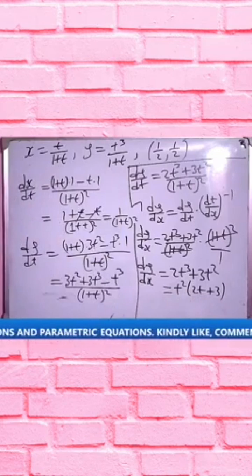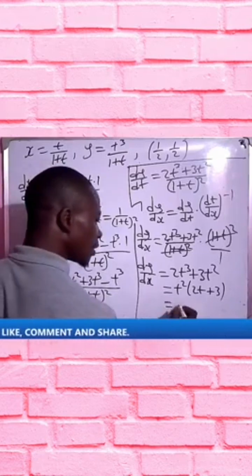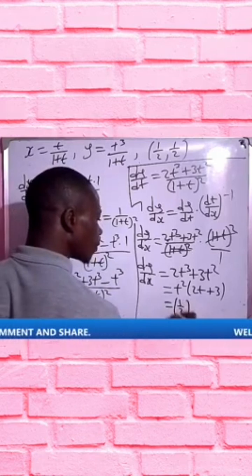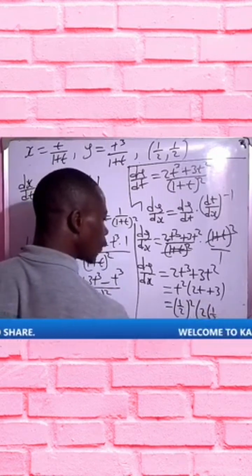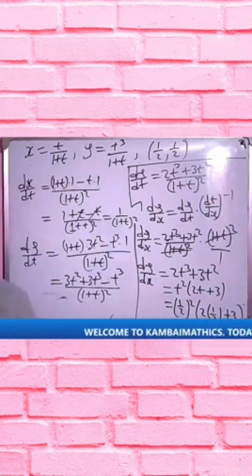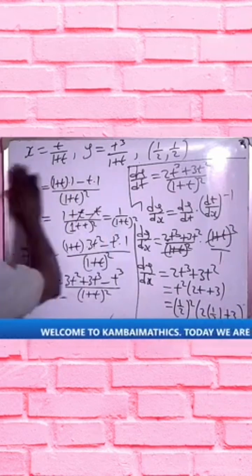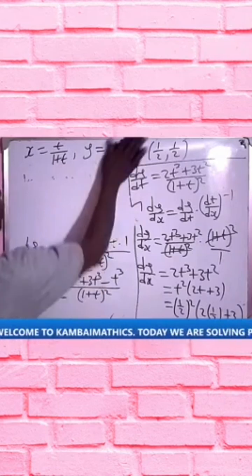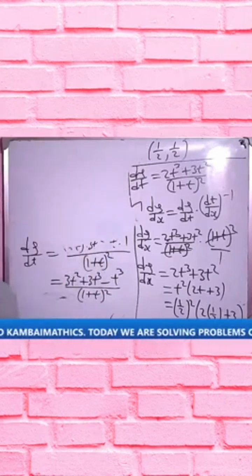So in this case here, remember that we are asked to calculate the gradient at this point. To calculate the gradient at this point, this will give us the same thing as 1 all over 2 in bracket square in bracket 2 bracket 1 all over 2 close bracket plus 3, close the bracket. So having gotten that one, we'll simplify it further from the other side. Let me clean this one.